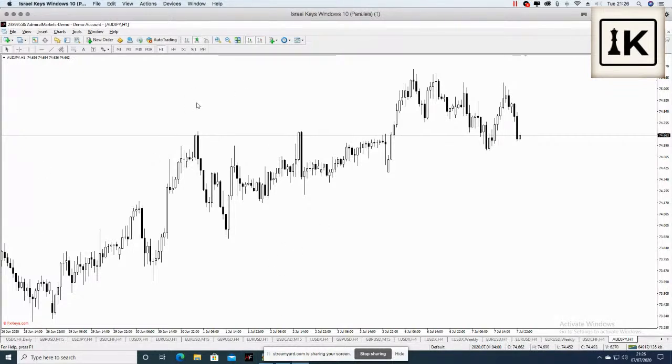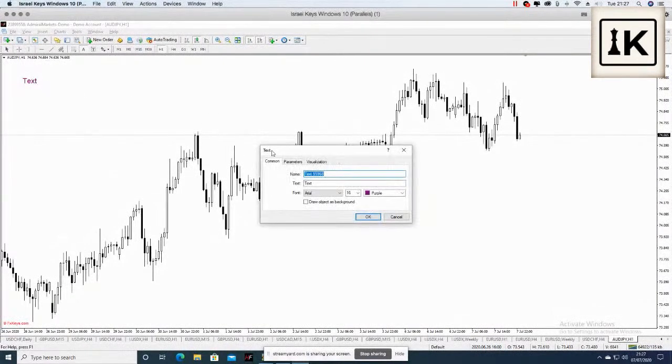Now, you've been hearing us talk about order blocks, order blocks, order blocks. But you probably also heard me say that an order block is one of several liquidity profiles. Let's put that in there, text. So we call them liquidity profiles.